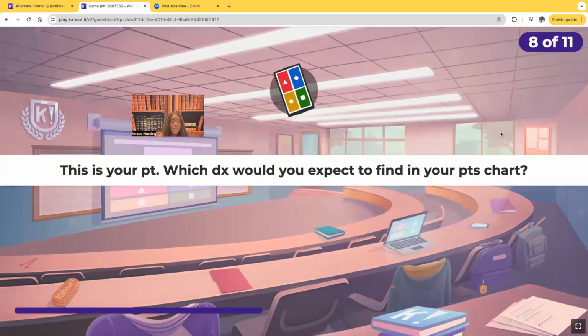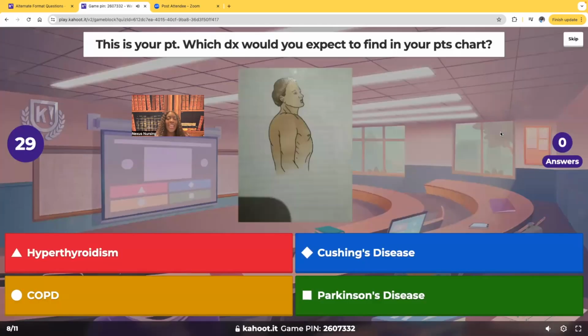All right. So this is your patient. Which diagnosis would you expect to find in that patient's chart? This is what your patient looks like. Take a good look at this patient. What's wrong with them? What diagnosis would you expect to find in that patient's chart? Would it be hyperthyroidism? Would it be Cushing's disease? Would it be COPD? Or would it be Parkinson's disease? What do you think?